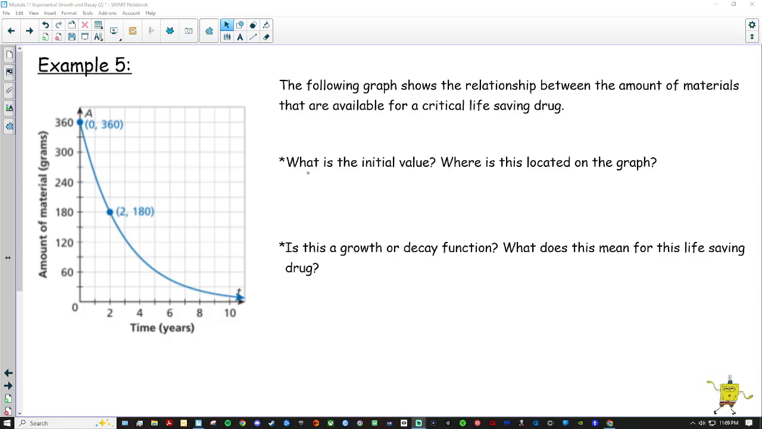Okay, so first question, what is the initial value? Where is this located on the graph? The start of our graph begins at time 0. So if I follow my y all the way up, my initial amount is right here at 360. So my initial amount is 360 grams.